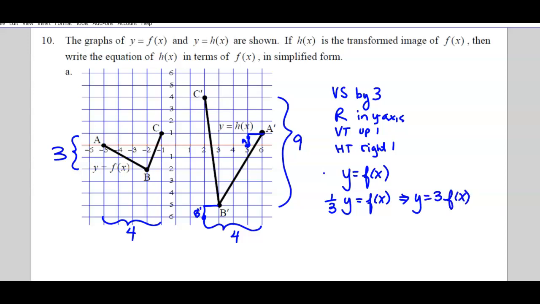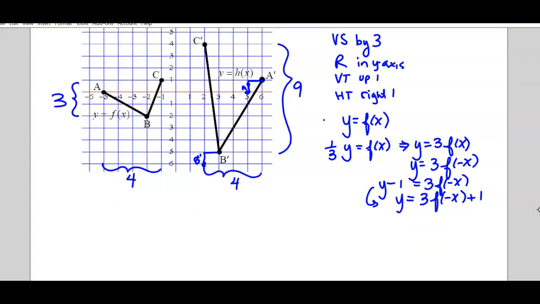Reflect in the y-axis changes the sign of x. Vertical translation up 1. We can replace y with y minus 1. But we know that that's the same as y equals 3f of -x plus 1. You do not have to write all these steps. I'm just speaking and writing them up, right? There's no work in this.